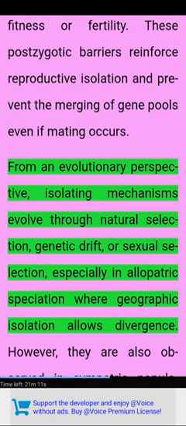From an evolutionary perspective, isolating mechanisms evolve through natural selection, genetic drift, or sexual selection, especially in allopatric speciation, where geographic isolation allows divergence.